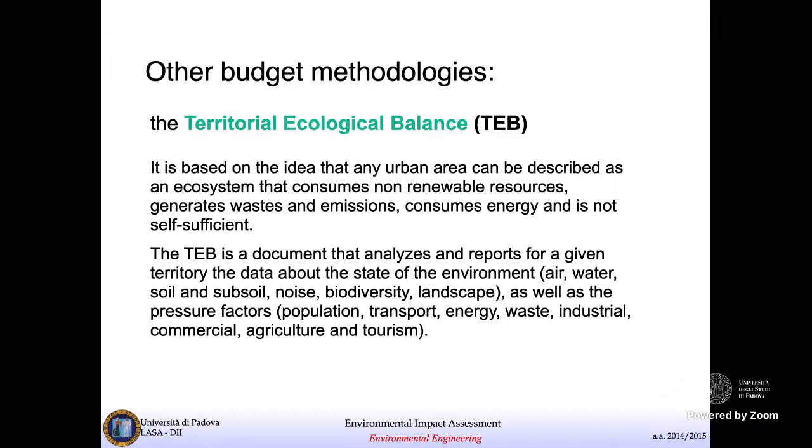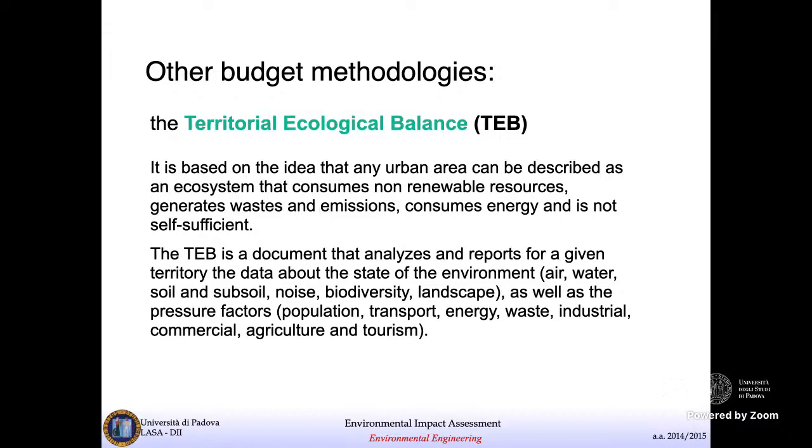Okay, and it is important to cite other budget methodologies, in particular the TEB, Territorial Ecological Balance, that is a specific flavor of ecological footprint, or if you want, of the cost-benefit analysis. It is based on the idea that any urban area can be described as an ecosystem that consumes renewable resources and generates wastes and emissions and consumes energy and is not self-sufficient.